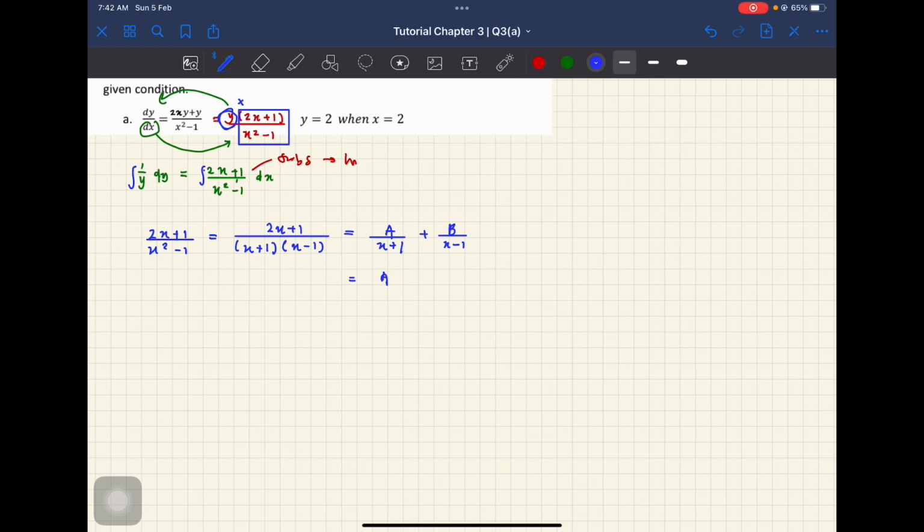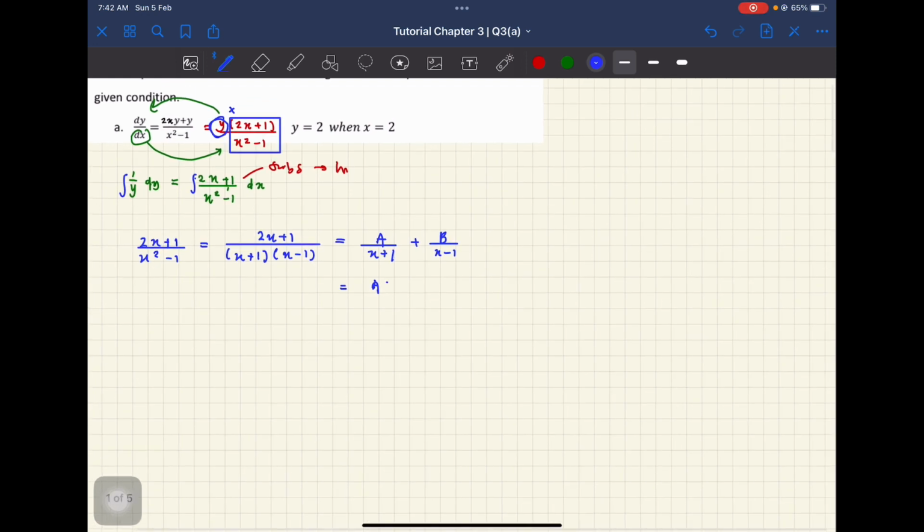Macam mana nak samakan pembawah? So tengok macam ni je. So kita nak samakan bawah ni macam ni. Okay, so kita tengok apa yang a tiada. A hanya ada x plus 1. So a tiada x minus 1. So a ni akan didarabkan dengan x minus 1.